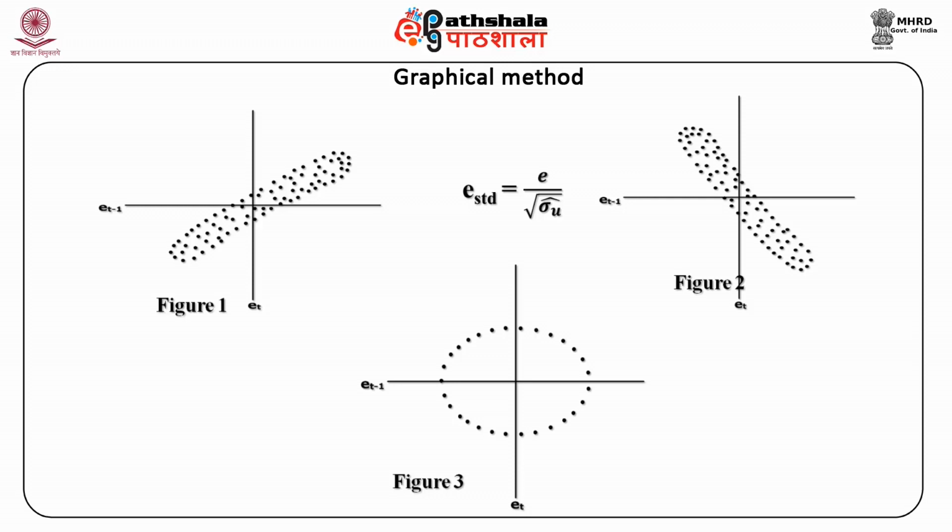That is, e standardized is equal to e upon the square root of sigma mu hat square. These standardized residuals have mean 0 and approximately unit variance. For a large sample, they are also approximately distributed normally. We can also plot the residuals against their lag values. So, for an AR(1) scheme, e_t may be plotted against e_(t-1).